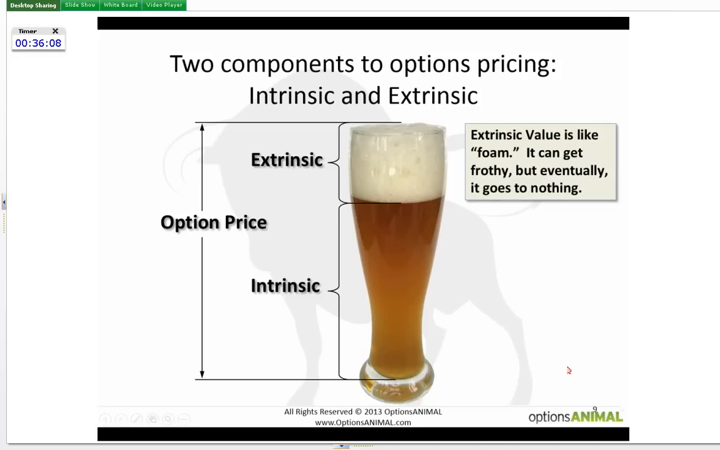So extrinsic value is like the foam. It can get frothy, but eventually it goes to nothing, right? That's just the way that it works. So let's use an example here.